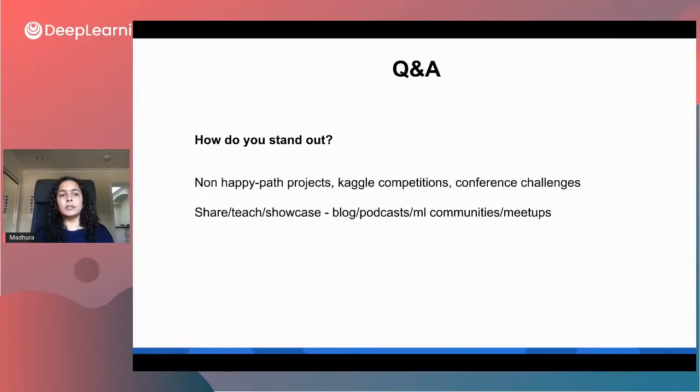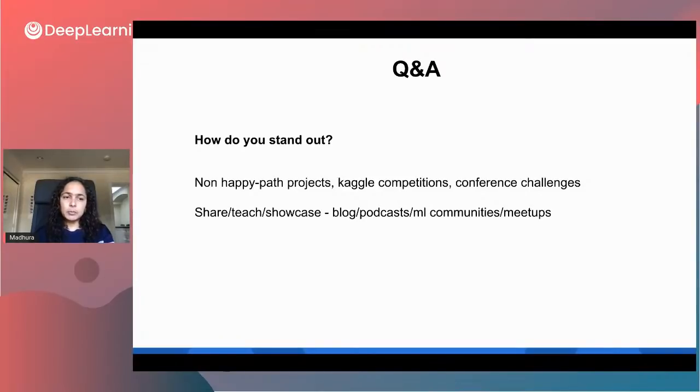The additional piece of the puzzle I've seen that has worked for others to get attention is to share, teach, showcase the experience that you've had while you're doing these things, the learnings from it, and hopefully you help others along the way. And the side benefit would be you might get attention from some of the companies, some of the hiring managers.